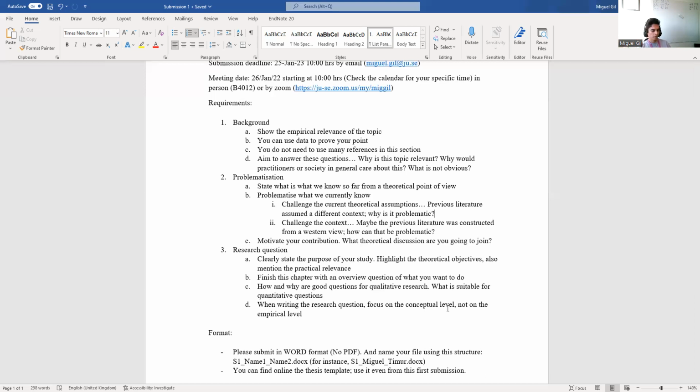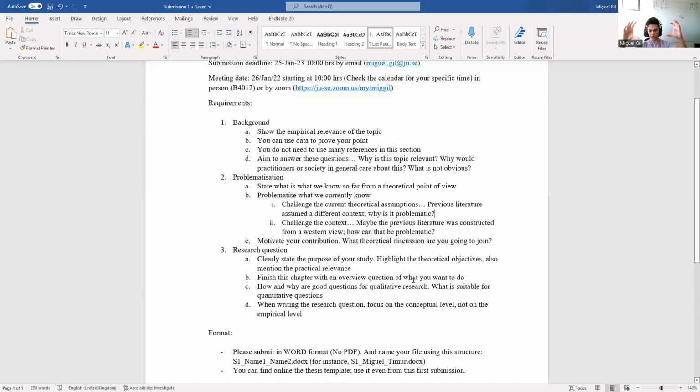It is more about which factors hinder or foster the idea of qualitative performance in organizations or something like that, much more conceptual. And again, it's trial and error, so try your best, and then when we have the tutoring session, I can give you some feedback. So this is basically the structure that you should follow.